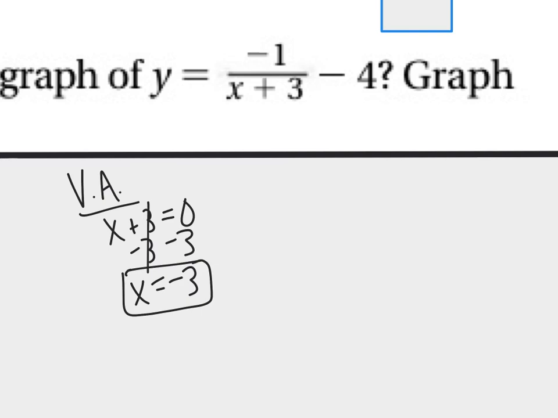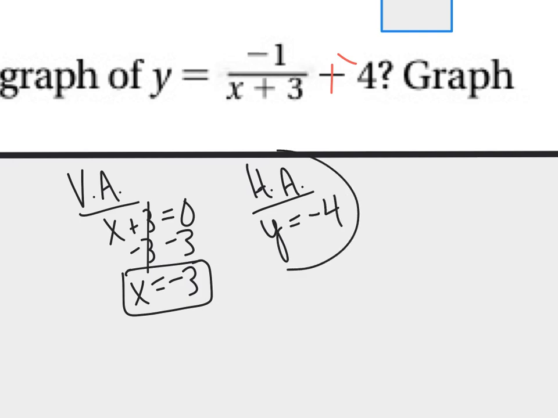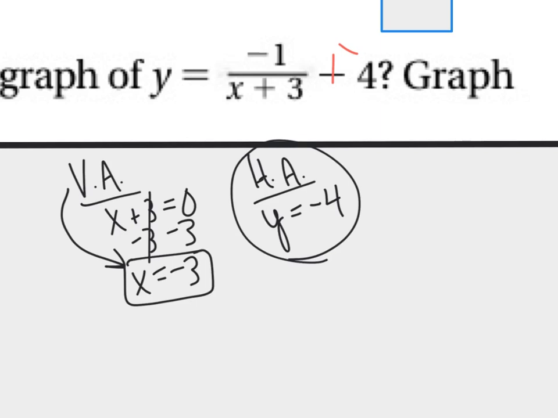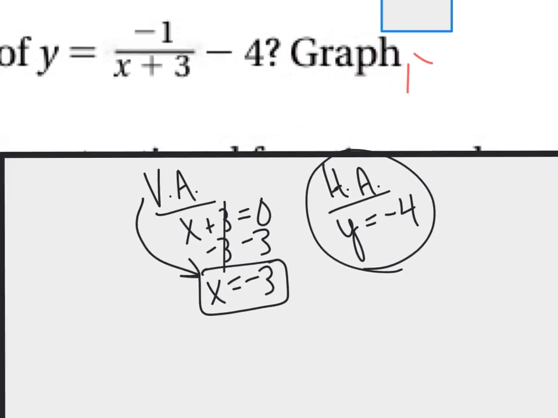Then our horizontal asymptote, if you'd like to, you can add the opposite here to make it in the same form that the book talked about. Horizontal is a y equals, so y equals -4 would be our horizontal asymptote. So these would be the two things we need to look at when we are going to graph this.